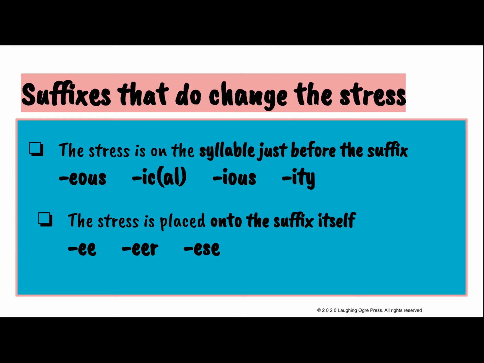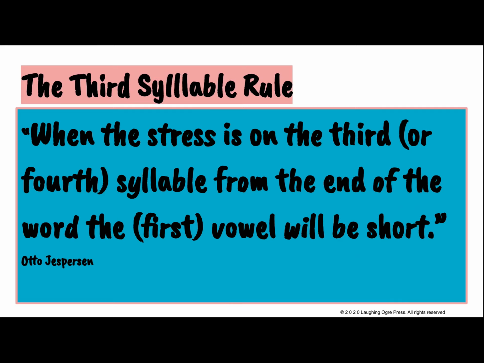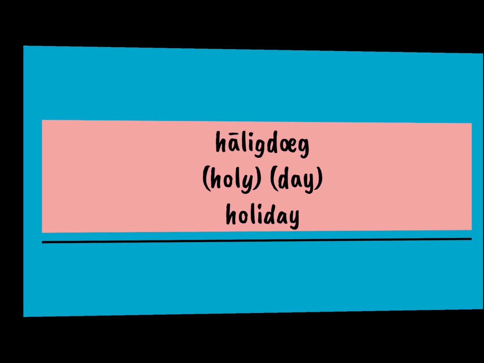So that's those guys, so that they do change the stress. There's a thing called the third syllable rule. Otto Jespersen speaks about it a lot. When the stress is on the third or fourth syllable from the end of the word, the first vowel will be short. So let's read that again when I don't screw up. When the stress is on the third or fourth syllable from the end of the word, the first vowel will be short. Make sense?